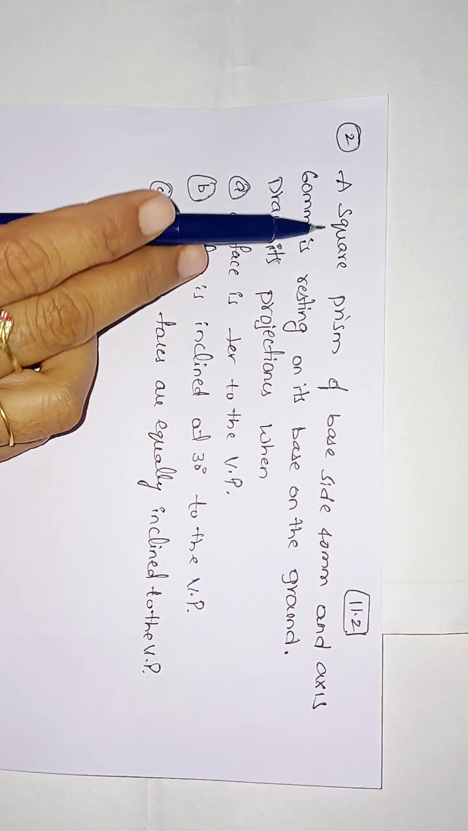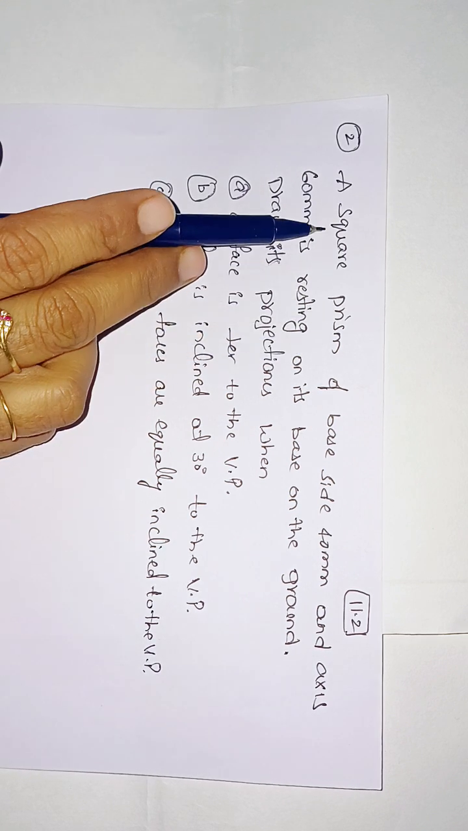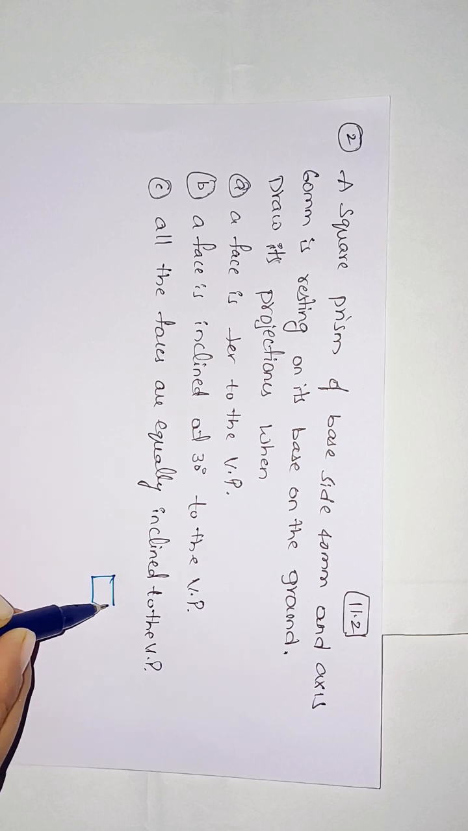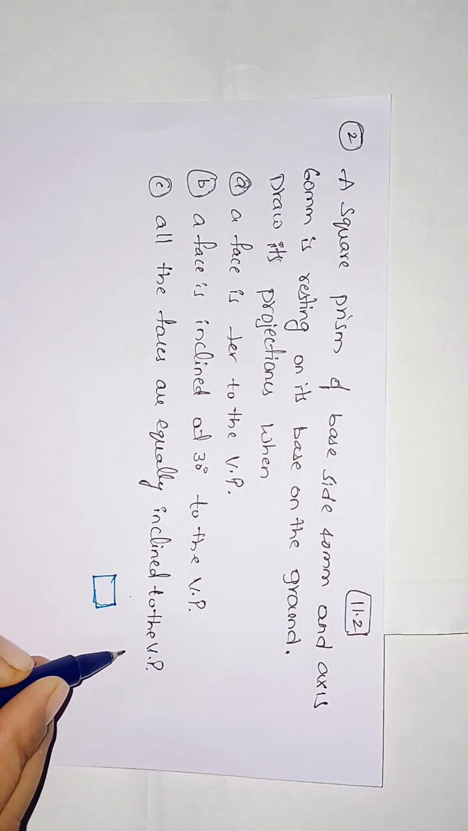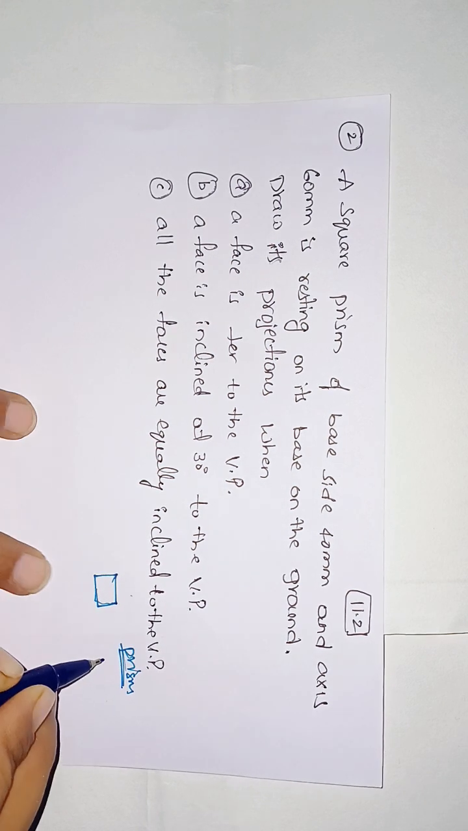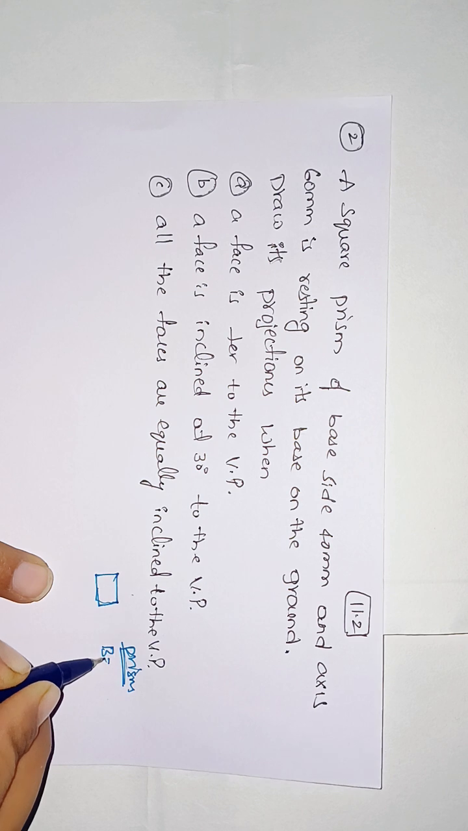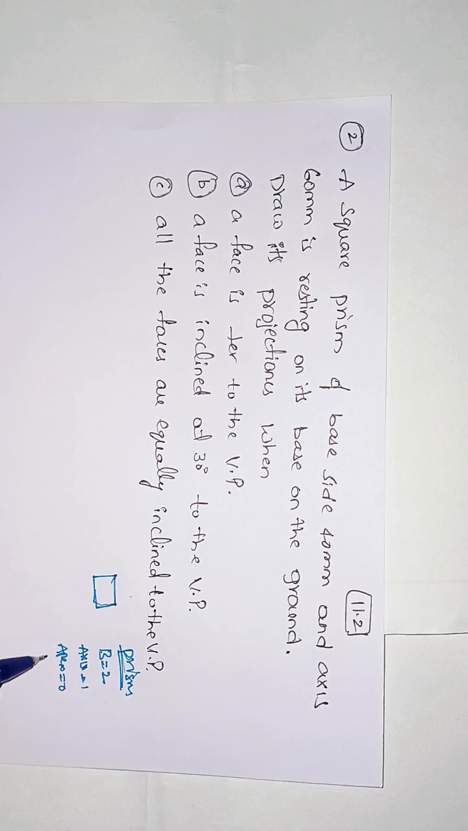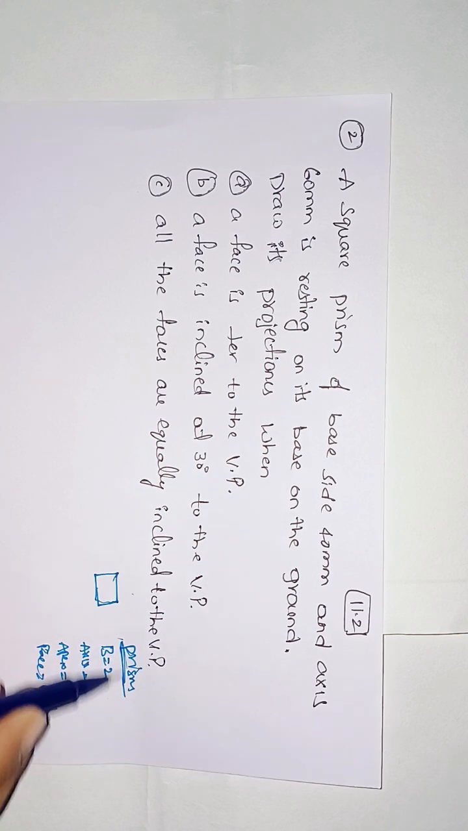So previous problem we already discussed the square pyramid. This problem is the square prism. Here the object is a square. Square means the four sides are equal: 1, 2, 3 and 4 sides. And here it mentions the prism. So first of all, write down the prism rules and regulations: bases are 2, axis 1, apex is 0, and the faces are rectangular faces. These are the prism rules and regulations.